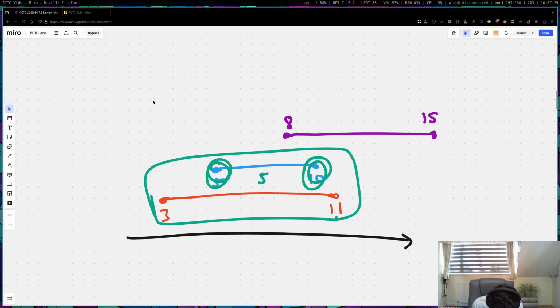Now let's say we want to do the same thing, but between this green line, that red line and that purple line. Well, how do we do that? We can take the innermost coordinates. The innermost coordinates are going to be 8 and 11. And then to find the length of the overlapped region, which is just that bit, that's going to be 11 minus 8, which is, of course, 3.